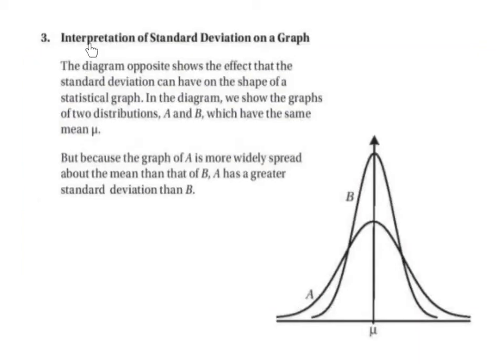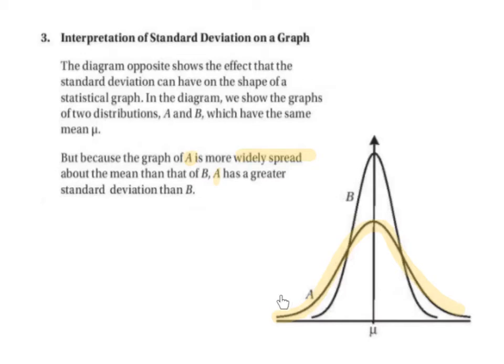Part 3. Interpretation of standard deviation on a graph. The diagram opposite shows the effect that the standard deviation can have on the shape of a statistical graph. In the diagram, we show the graphs of two distributions, A and B, which have the same mean. But because the graph of A is more widely spread about the mean than that of B, A has a greater standard deviation than B.